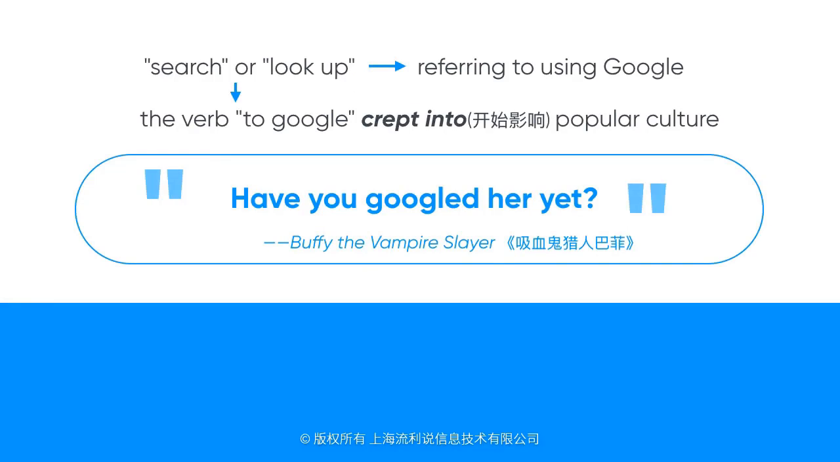In the early days of the company, most people still used the term "search" or "look up" when referring to using Google. Slowly, as more people started using the internet, the verb "to Google" crept into popular culture. On October 15, 2002, in the popular show Buffy the Vampire Slayer, Google was used as a verb on national television for the first time. The quote was, "Have you Googled her yet?"